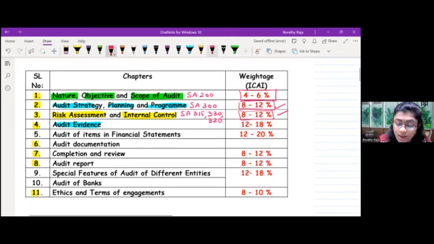Now, fourth chapter is audit evidence. In this, we are covering, as you know, the 500 series: SA 500, 501, 505, 510, 520, 530, 550, and 610. Very important chapter. If you see the weightage of this chapter along with chapter number 6, these two chapters together carry 12 to 18%, which is huge.